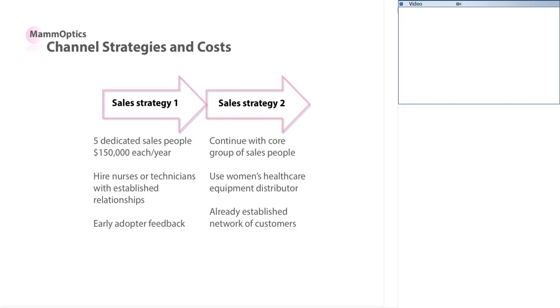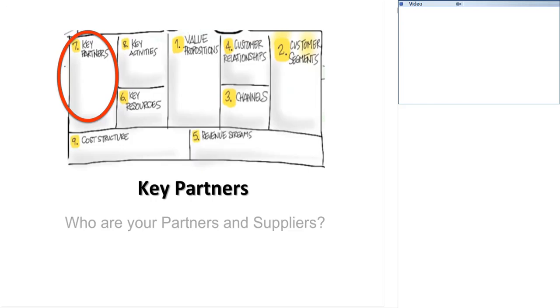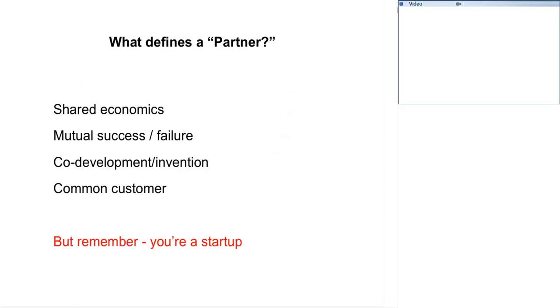All right, let's talk about partners. There it is, box number 7. Who are partners and suppliers? Well, first, let's talk about what a partner is. So a partner is someone who has shared economics with you.